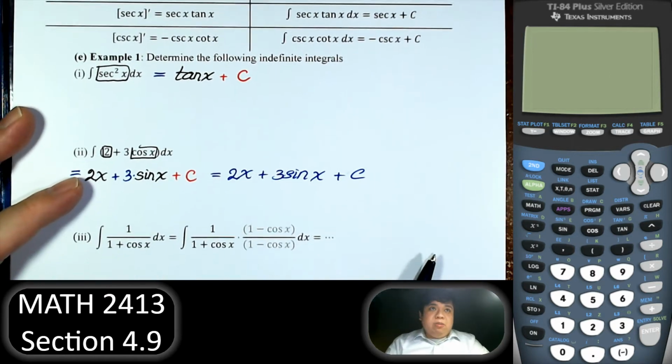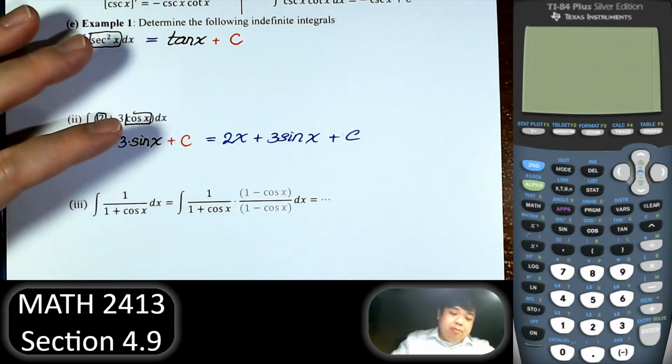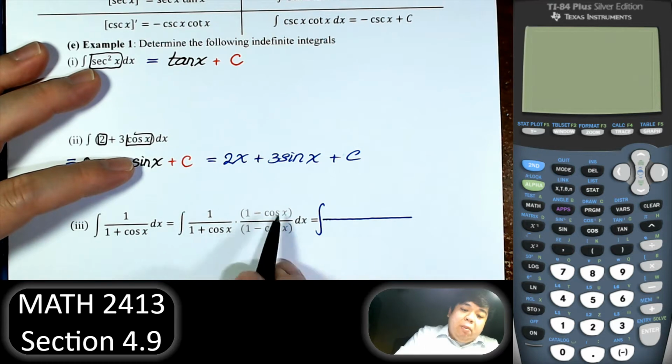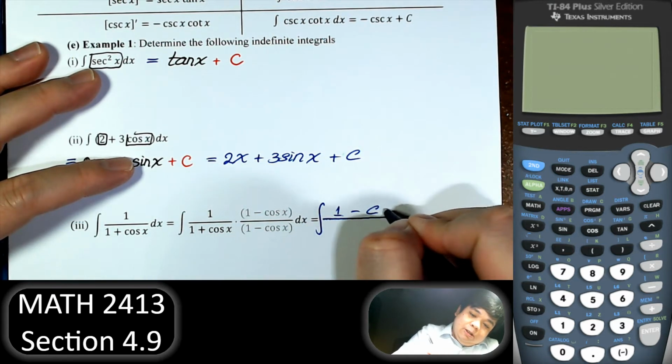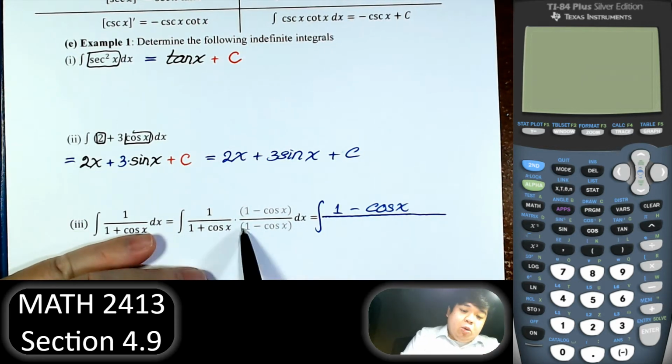Right. So simple enough. Now the next one, we have to do some trigonometry before we actually do it. So try to find the integral of 1 over 1 plus cosine x. What we can do here is multiply by the conjugate, 1 minus cosine x. Let's see what happens. Right. So when we do that, we have 1 minus cosine x on the top. I'll just multiply out the bottom.